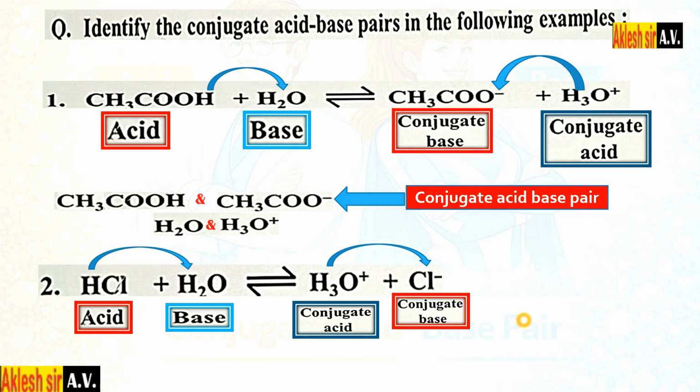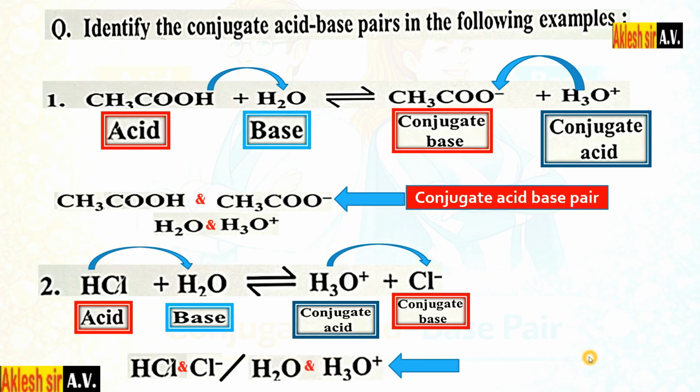So which are the conjugate acid base pairs? A conjugate acid base pair is a difference of one proton. If you see here, HCl has one proton and Cl minus does not have a proton. Therefore, there is a difference of one proton, so HCl and Cl minus are a pair. And one more example, H2O and H3O plus. There is a difference of one proton. Therefore, the H2O and H3O plus pair is known as what?